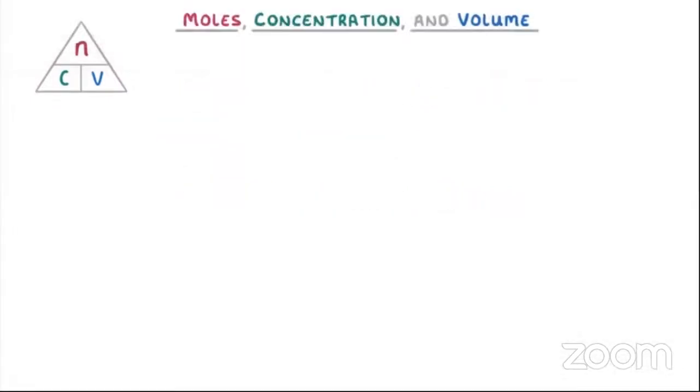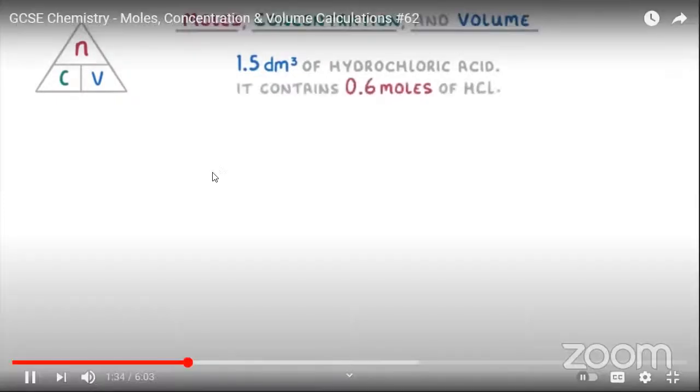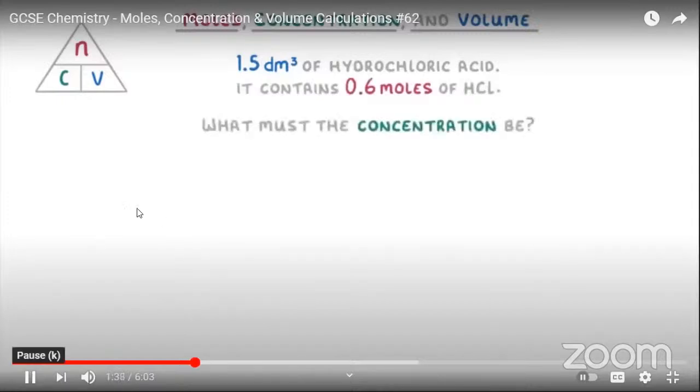Or for another one, let's imagine that we have 1.5 decimeters cubed of hydrochloric acid. And we're told that it contains 0.6 moles of hydrochloric acid. What must the concentration be? Okay, so in this case, Emily, what do we do?